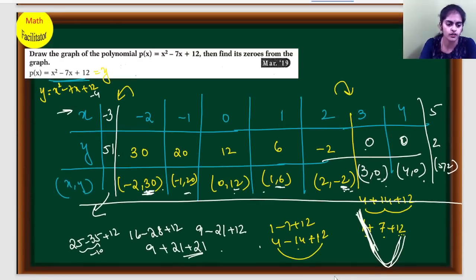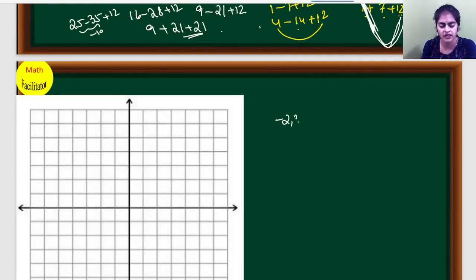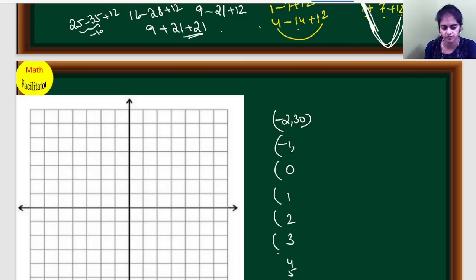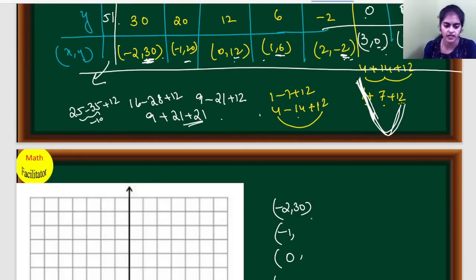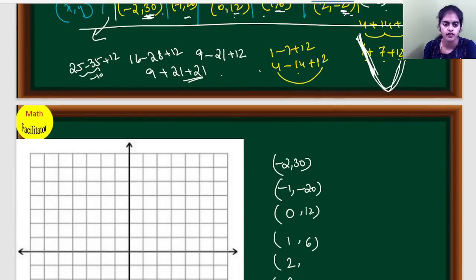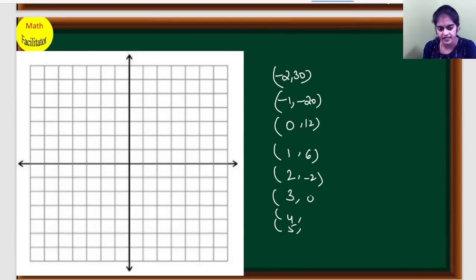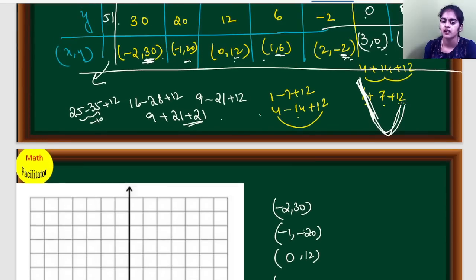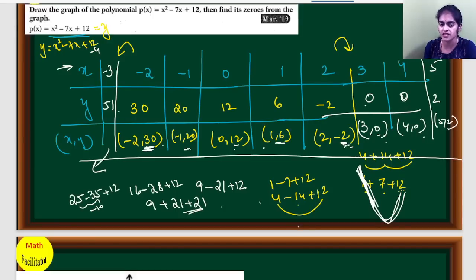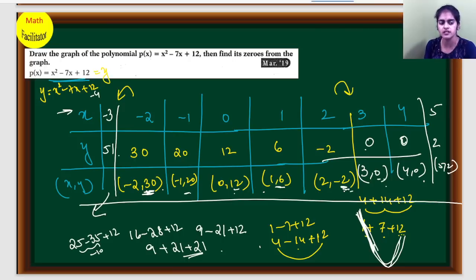Let me write the points that you got. So it is minus 2 comma 30, minus 1 comma 20, 0 is 12, 1 is 6, 2 is minus 2, and 3 is 0, 4 is 0, and 5 is 2. Okay, so here I have not found the zeros directly. What I have done is I have taken the table of values starting from minus 2 to 2, but I did not find the 0.